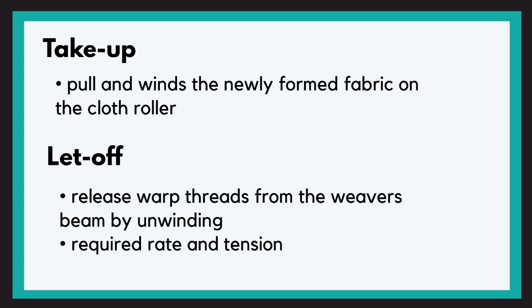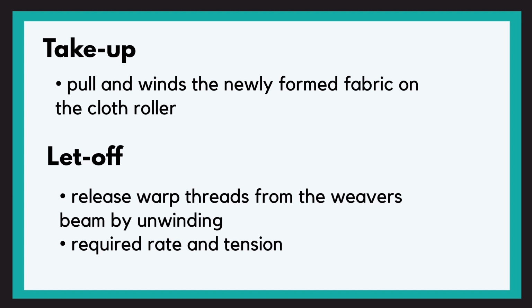And talking about the let off motion. So as the cloth will be rolled, the warp tension will increase. So in order to maintain constant tension, the warp ends will have to be released from the weaver's beam. And to avoid any kind of yarn breakages and to ensure constant input material. So let off is the process where the weaver's beam is unwound to let the warp yarn in at a constant rate.